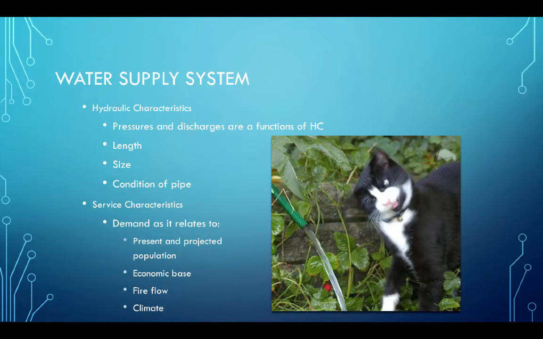A water supply system has hydraulic characteristics and service characteristics. The hydraulic characteristics are things like pressures and discharges, and they're a function of the hydraulic conditions. The length of pipe, the size of pipe, and the pipe condition matter. If you look at the Hazen-Williams formula, you'll notice that the pipe condition in terms of age affects the Hazen-Williams C factor. The service characteristics include demand as it relates to present and future population, the economic base, fire flow, and climate.